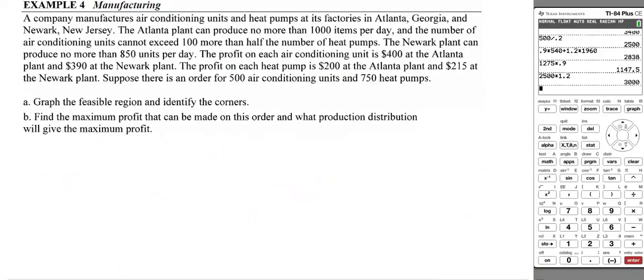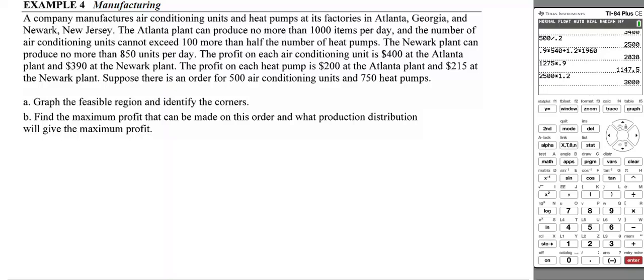Example 4, manufacturing. A company manufactures air conditioning units and heat pumps at its factories in Atlanta, Georgia and Newark, New Jersey. The Atlanta plant can produce no more than 1,000 items per day, and the number of air conditioning units cannot exceed 100 more than half the number of heat pumps. The Newark plant can produce no more than 850 units per day.